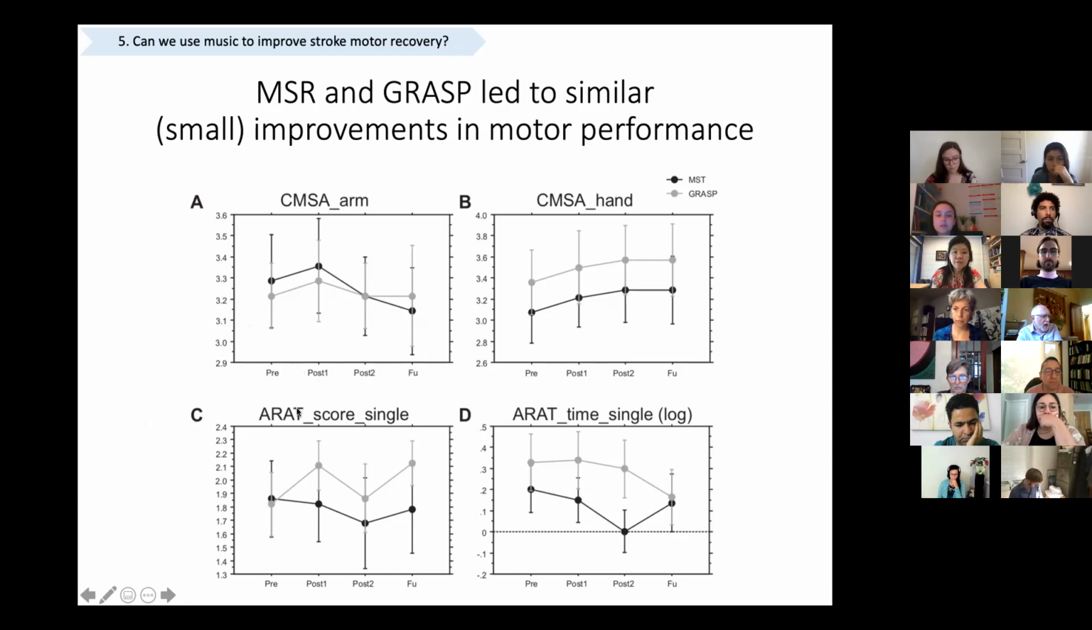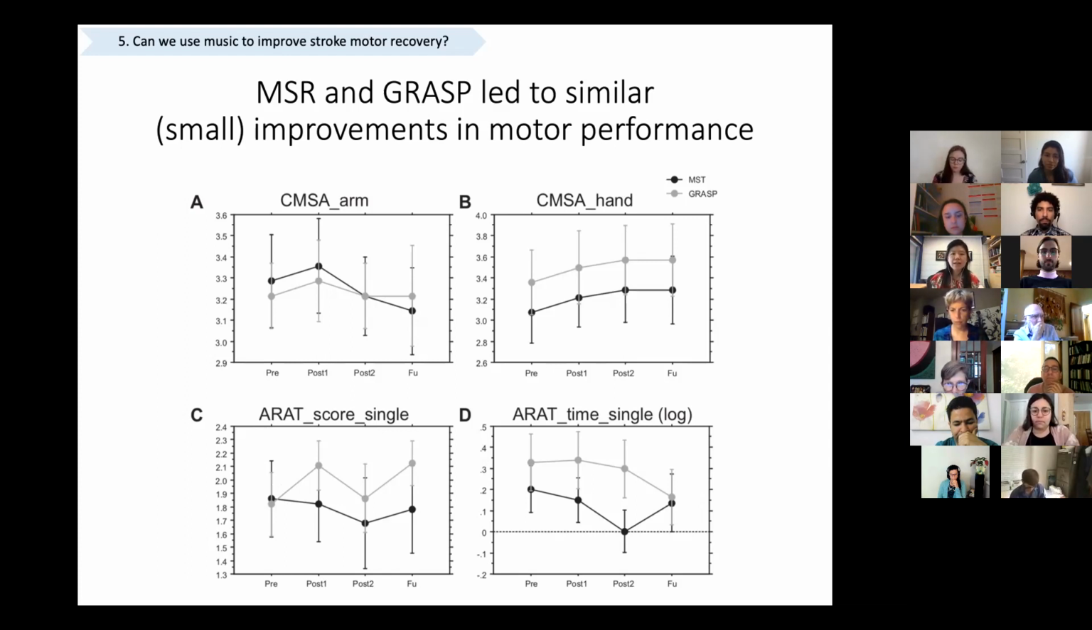The ARAT is a different measure that looks at hand function. So you're grasping blocks and putting them on various shelves, and it's a timed assessment. And so again, there were some modest improvements for people. So here in the ARAT score, a larger value is indicative of better performance. So there's really no significant difference. And if any, the changes were small at best. So this was quite disappointing.